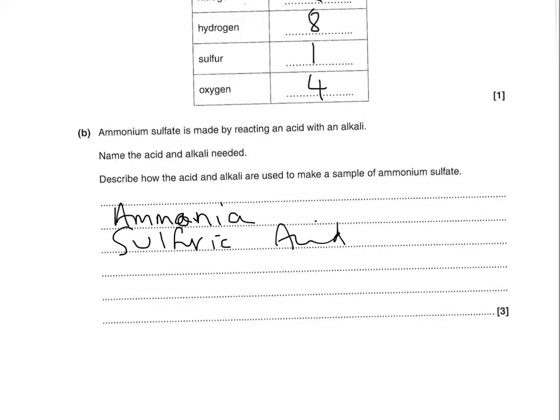And then any one of saying that you mix them until they're neutralised, and then you have to evaporate off the water for a mark, you could say as well. So you get a mark for each of these, and then a mark for a little bit about the process. So the idea is the acid is added to the alkali using an indicator or until it's neutralised, and then you have to evaporate off the water.